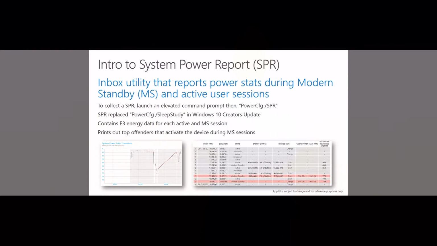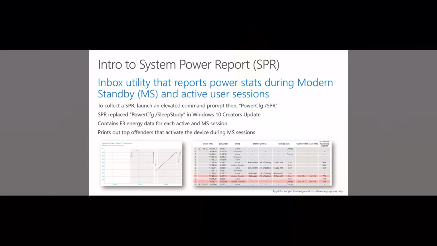This report contains E3 energy data for each active and modern standby session. The System Power Report also prints out the top offenders that activate the device during modern standby sessions, preventing the machine from remaining in the deepest runtime idle platform state, or DRIPS.